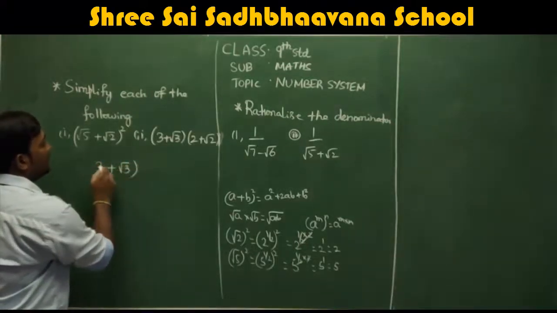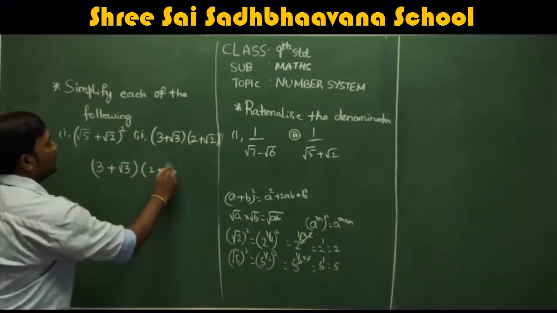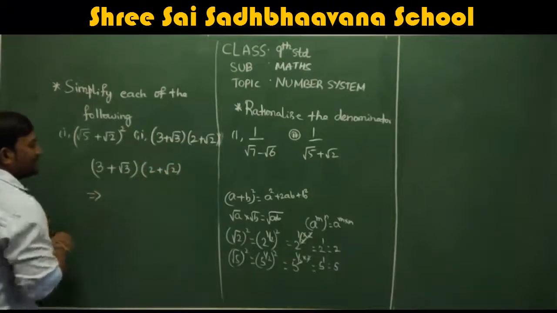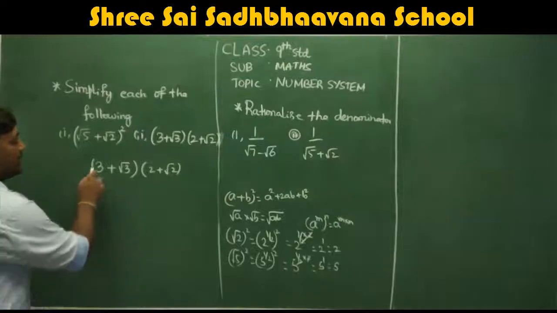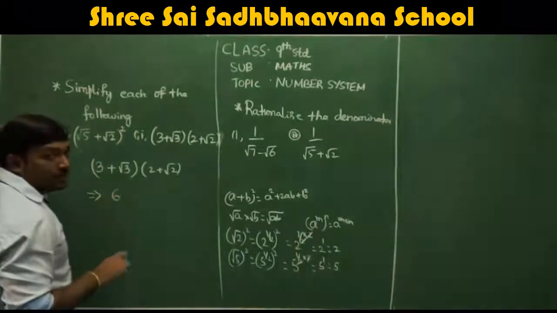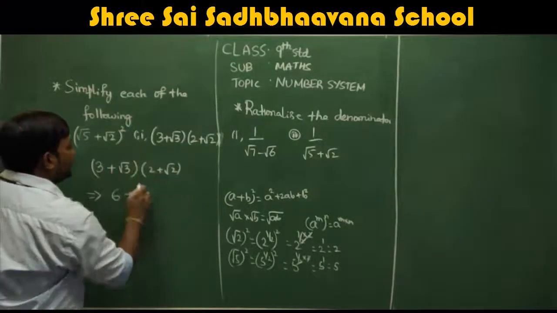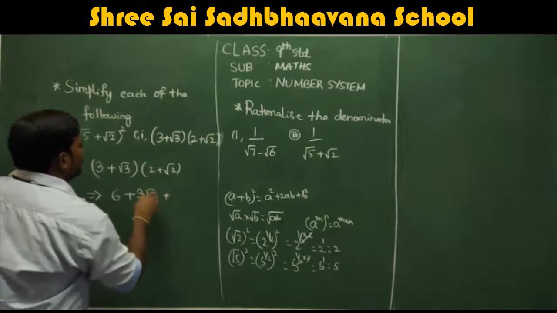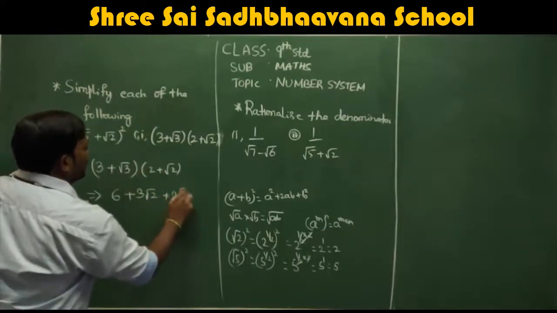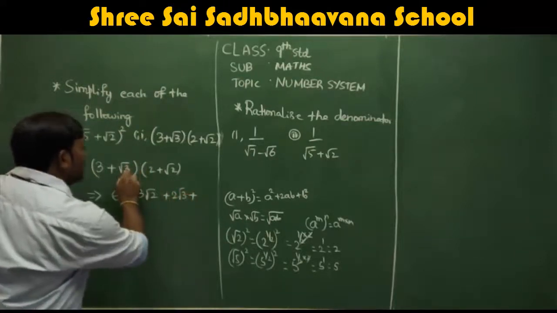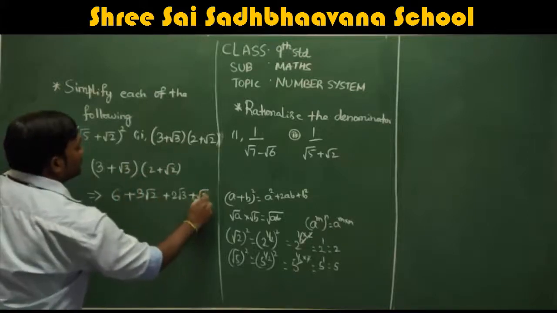So what is that number? (3 plus root 3) into (2 plus root 2). Remember, term by term multiplication. 3 into 2 is 6, plus 3 into root 2, which is 3 root 2, plus root 3 into 2, which is 2 root 3, plus root 3 into root 2.